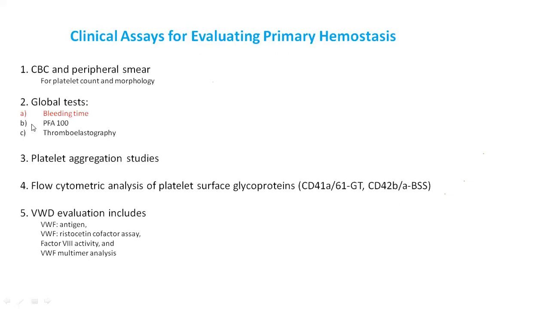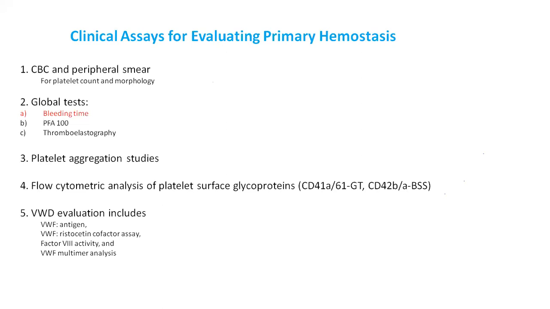So don't forget the simple investigation of bleeding time. Bleeding time is a global test for primary hemostasis. It is a bedside test. Even if you don't have other tests, if you perform this bleeding test, it's a very useful test. You should know how to perform it. I recommend everyone who is listening to this class should know how to perform bleeding time.